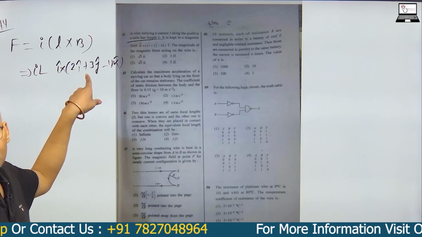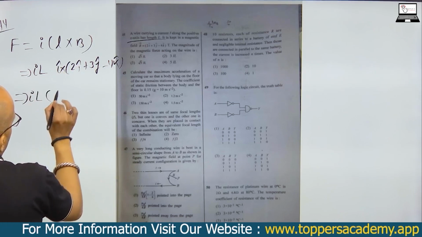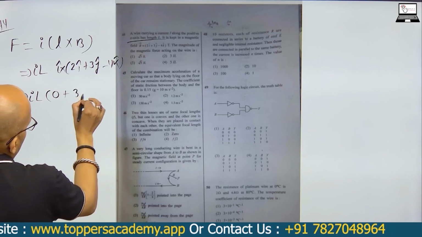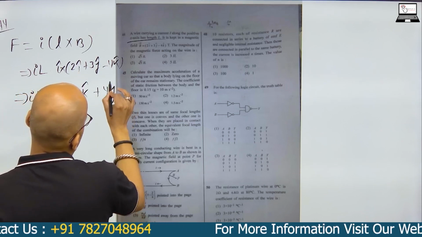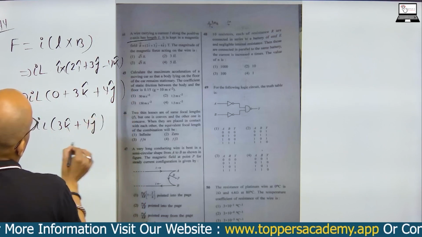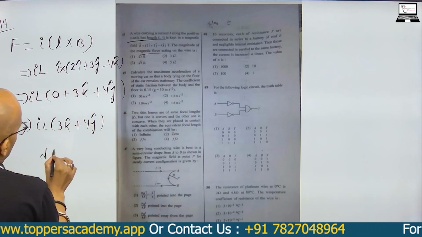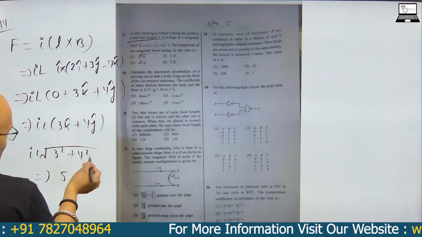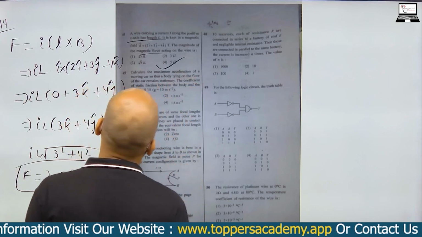So I cross I is 0. I cross j is equal to k. So I am writing now IL. I cross I will be 0. I cross j will be k, so 3k cap. And I cross k will be minus j. Minus will become plus, so 4j cap. IL into 3k cap plus 4j cap. Now it is asking magnitude. Magnitude means under the root 3 square plus 4 square IL. That is 9 plus 16, 25, so 5 IL. Option D. Okay.